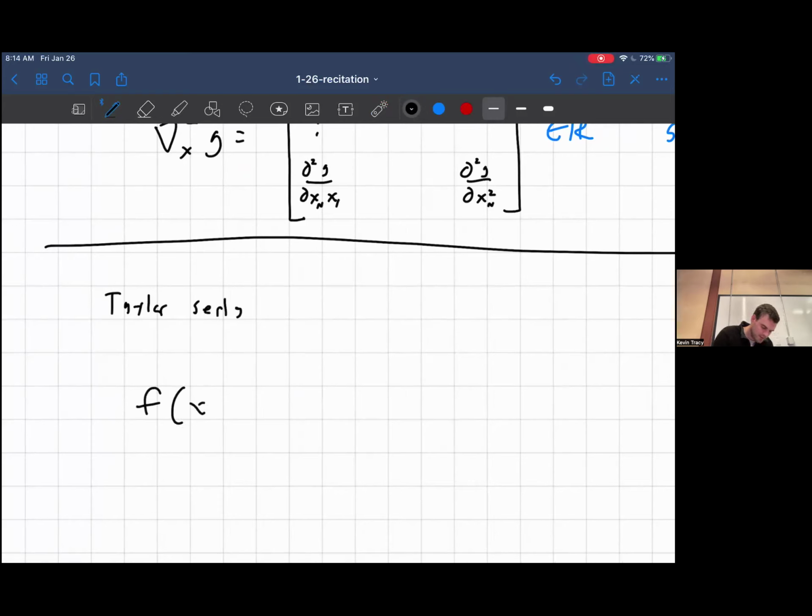So if you remember Taylor series, I'm saying that I'm approximating some function f with some x at some value, x bar, plus the Jacobian.